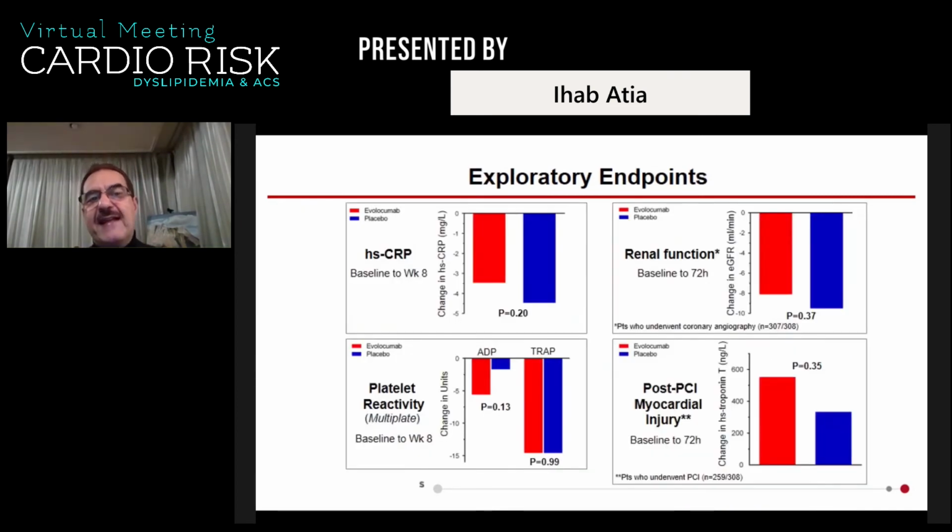The other point is the exploratory endpoints, where they tried to look at the inflammatory markers, the platelet reactivity, renal function, and post-PCI myocardial injury. Actually, there was no significant difference between the placebo and evolocumab, and the p-values were non-significant for any of these.